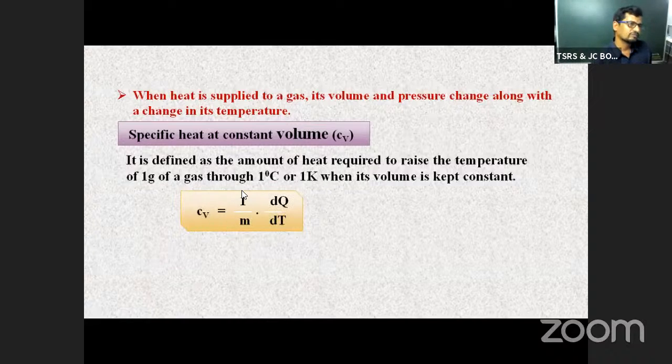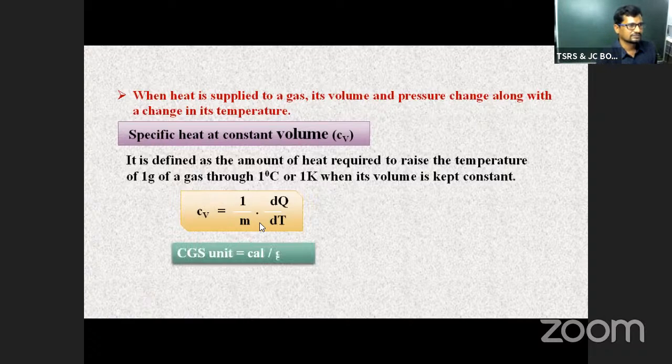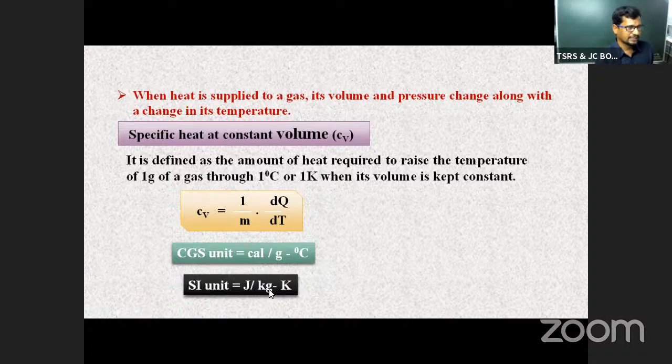Cv is equal to 1 by m dq by dt. Here we have to remember volume is constant. CGS units, calorie by gram degree centigrade. SI units, joule by kg Kelvin.